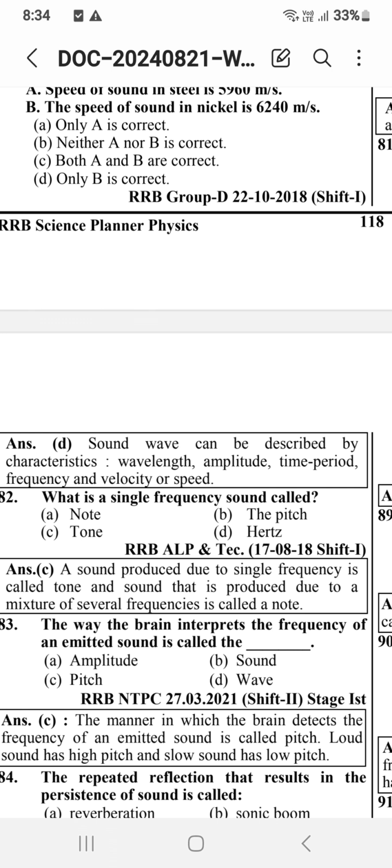A sound produced due to a single frequency is called a tone, and the sound that is produced due to a mixture of several frequencies is called a note. The way the brain interprets the frequency of an emitted sound is called pitch.